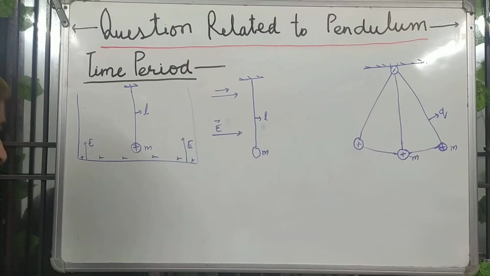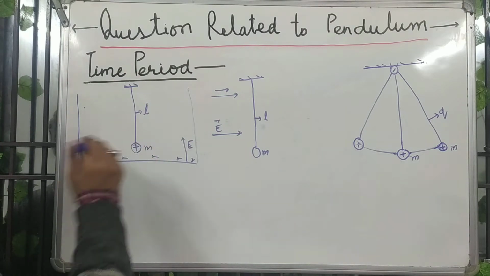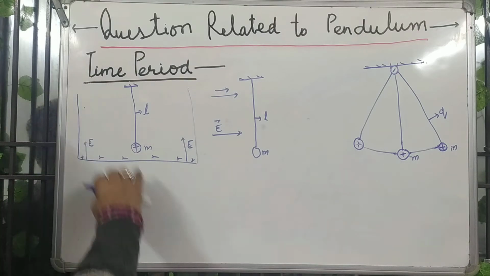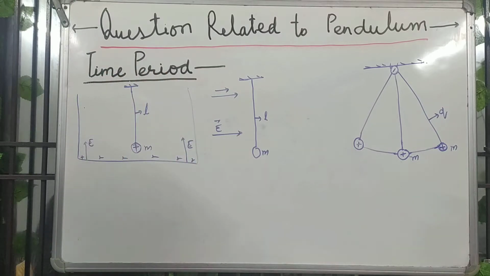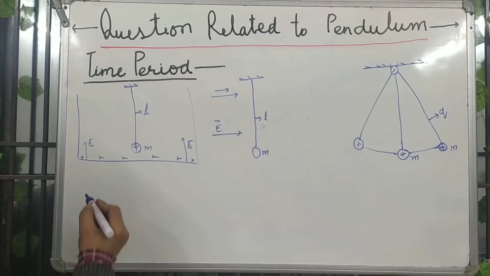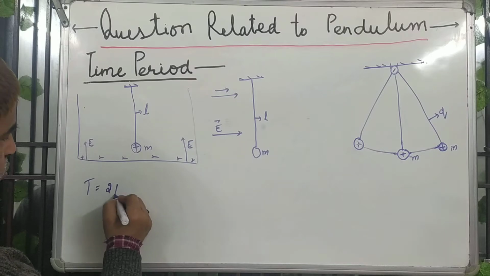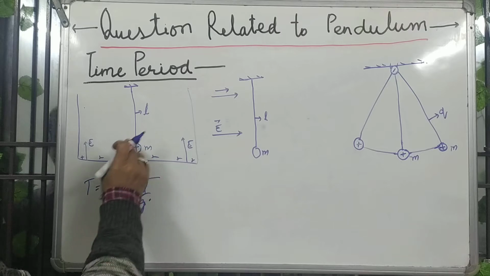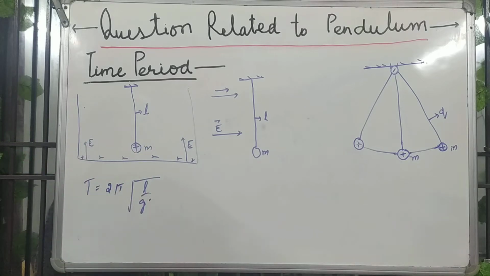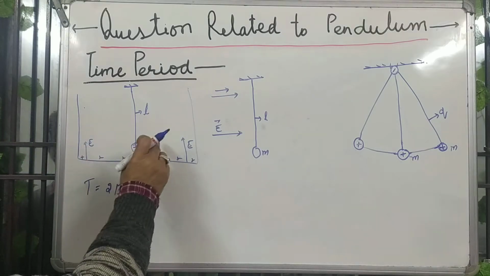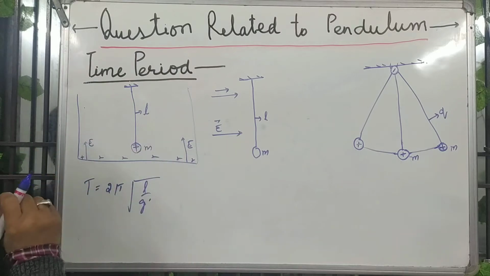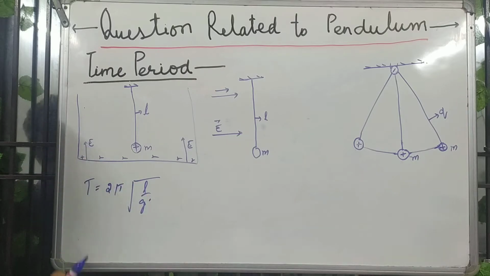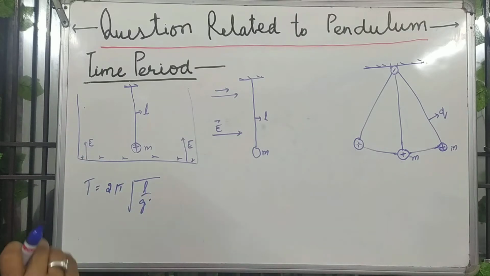In this question, there is a pendulum of mass m, length L, and a uniform electric field upward. So what is the time period? Time period T equals 2 pi root L upon g dash, the effective g. The effective force acting on the pendulum gives the restoring torque, so effective g is to be applied.